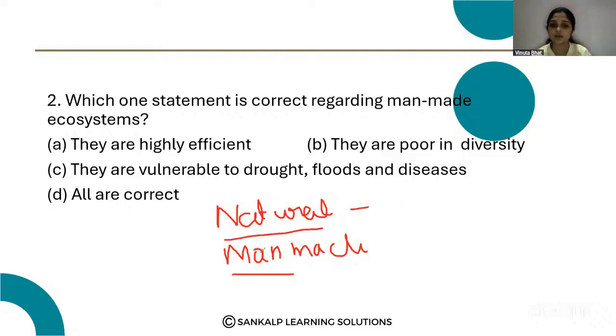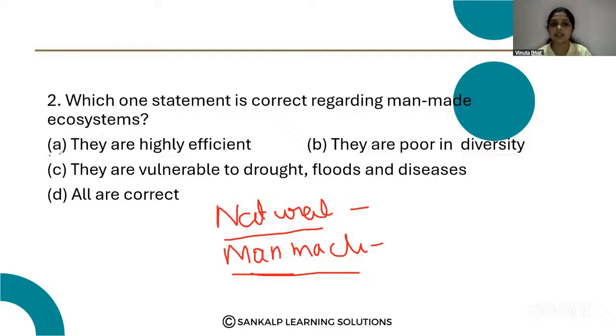Man-made ecosystem means, for example, an aquarium, where the fishes are reared. Then crop fields, then garden. So these are all man-made ecosystems. So here, which statement is correct regarding man-made ecosystem?